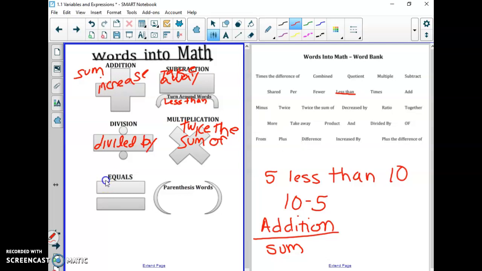Okay, and then Julia, did you give me one for equals? Let me check here. Shared. Ooh, shared.